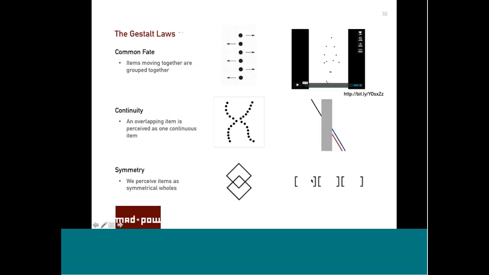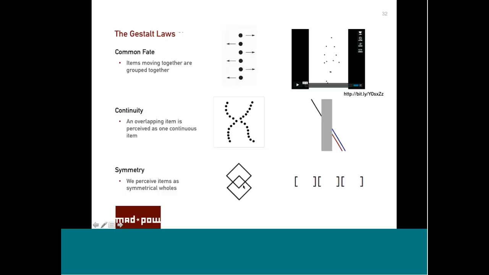Moving on from there, the law of common fate, where items that are grouped together or moved together are grouped together. Again, it all comes back to grouping and noticing these changes. Continuity, where an overlapping item is perceived as one continuous item. The example here on the left, we're not going to see this as something that goes from the top to the bottom and makes a little indentation. We're going to see it as two continual lines.